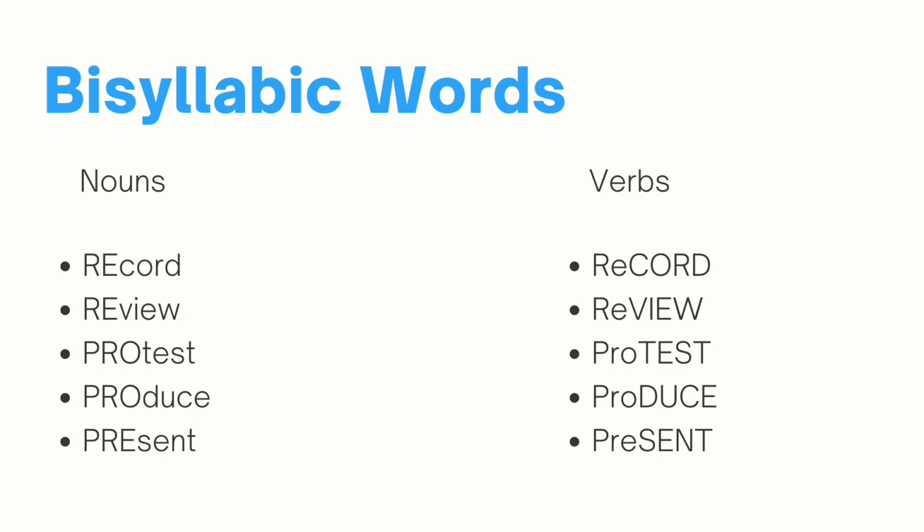So the rule here is that when you have such words, you stress them differently when they are a noun or a verb. Take a look. Record, record. Review, review. Protest, protest. Produce, produce. Present, present. Practice this when you see such words that have same spellings for nouns and verbs. And I hope you know the meanings of all of these words.